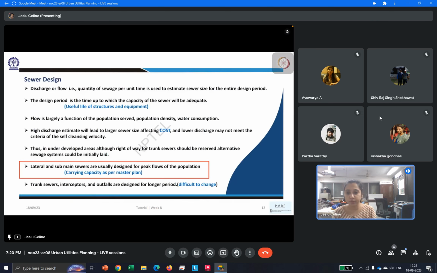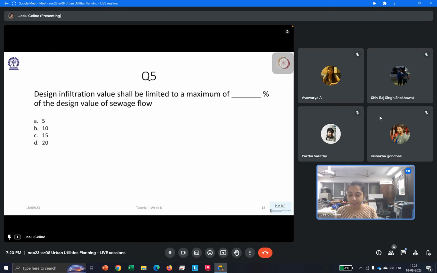So this is what we learned in our lectures also, that lateral and submain sewers are usually designed for peak flows of population. So question 5. Design infiltration value shall be limited to a maximum of dash percentage of design value of sewage flow. Option B. Okay, 10 percentage. Fine. Anybody else? Any other guesses?